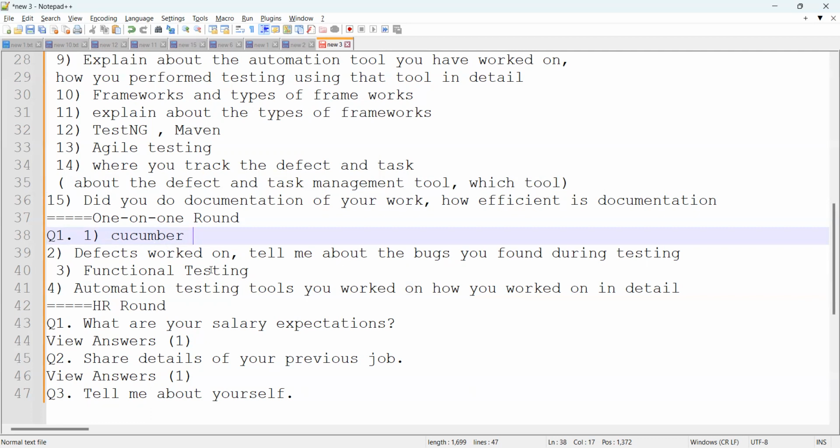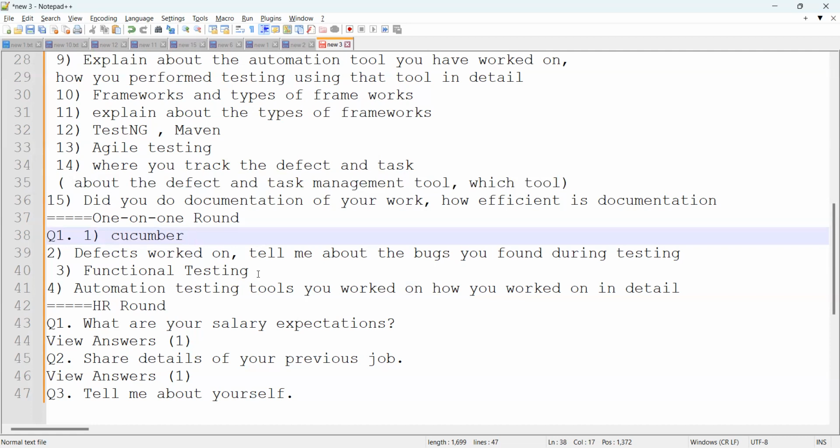If you have raised some defects, then obviously the interviewer might ask you, tell me about the bugs you have found during the testing. What are the important defects that you have found during the testing? You have to explain all those defects, any critical defect, any defect that is very severe, and you got appreciation from your team as well as your manager. Then you have to explain all those details to him.